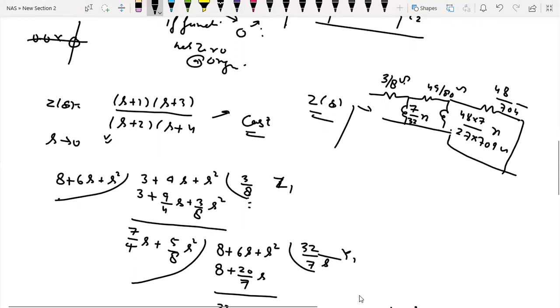Okay, today we will stop here and we will discuss the Cauer form and Foster form for LC function.